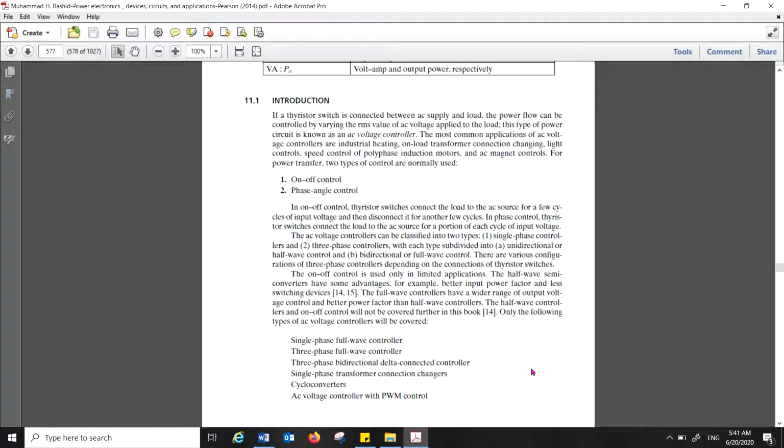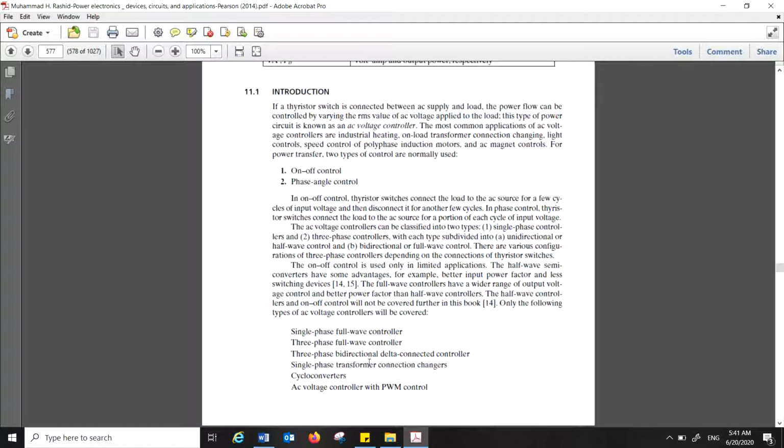Let's start with the same. The types covered will be single phase full wave and three phase full wave, and the rest we will see if time permits, such as the three phase bidirectional delta and transmission. Most probably we will stick to the three phase controller.